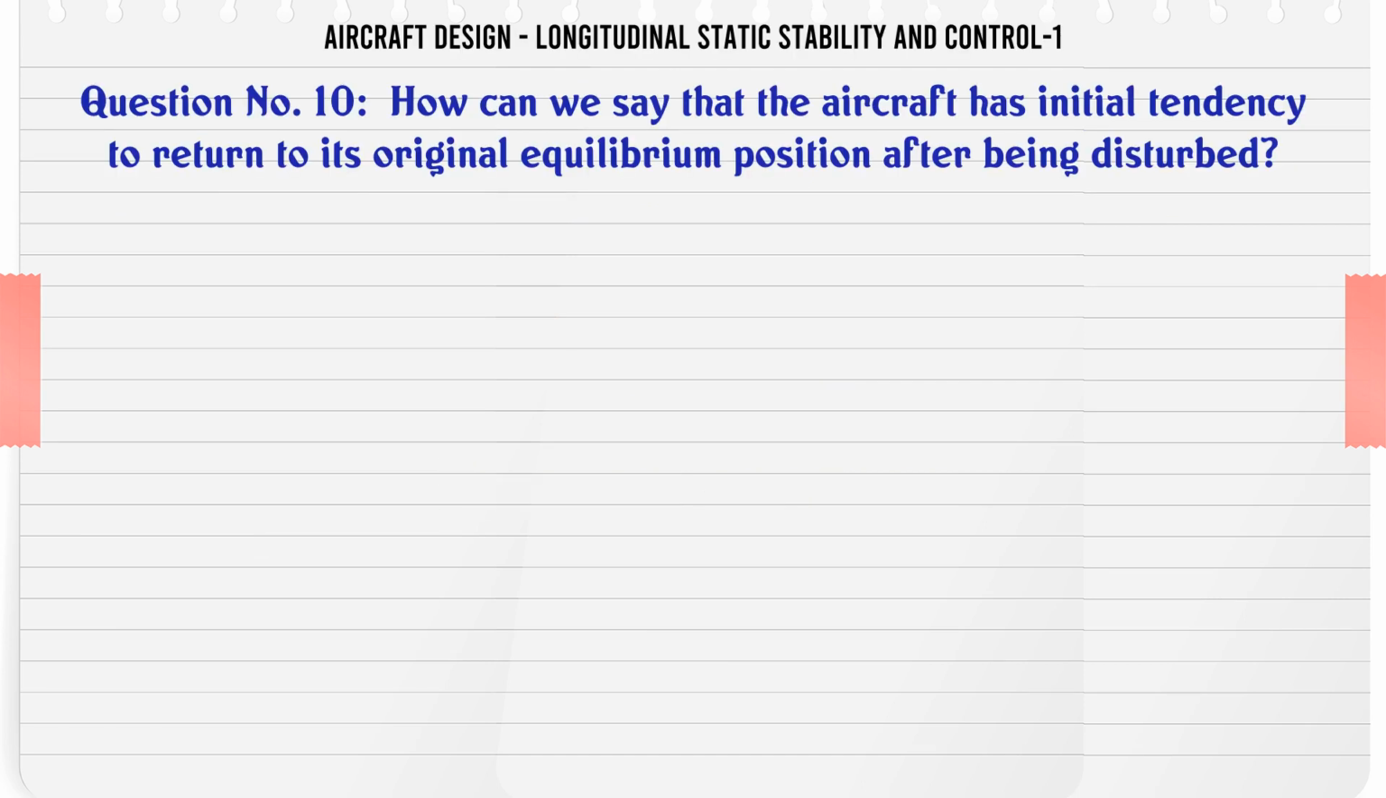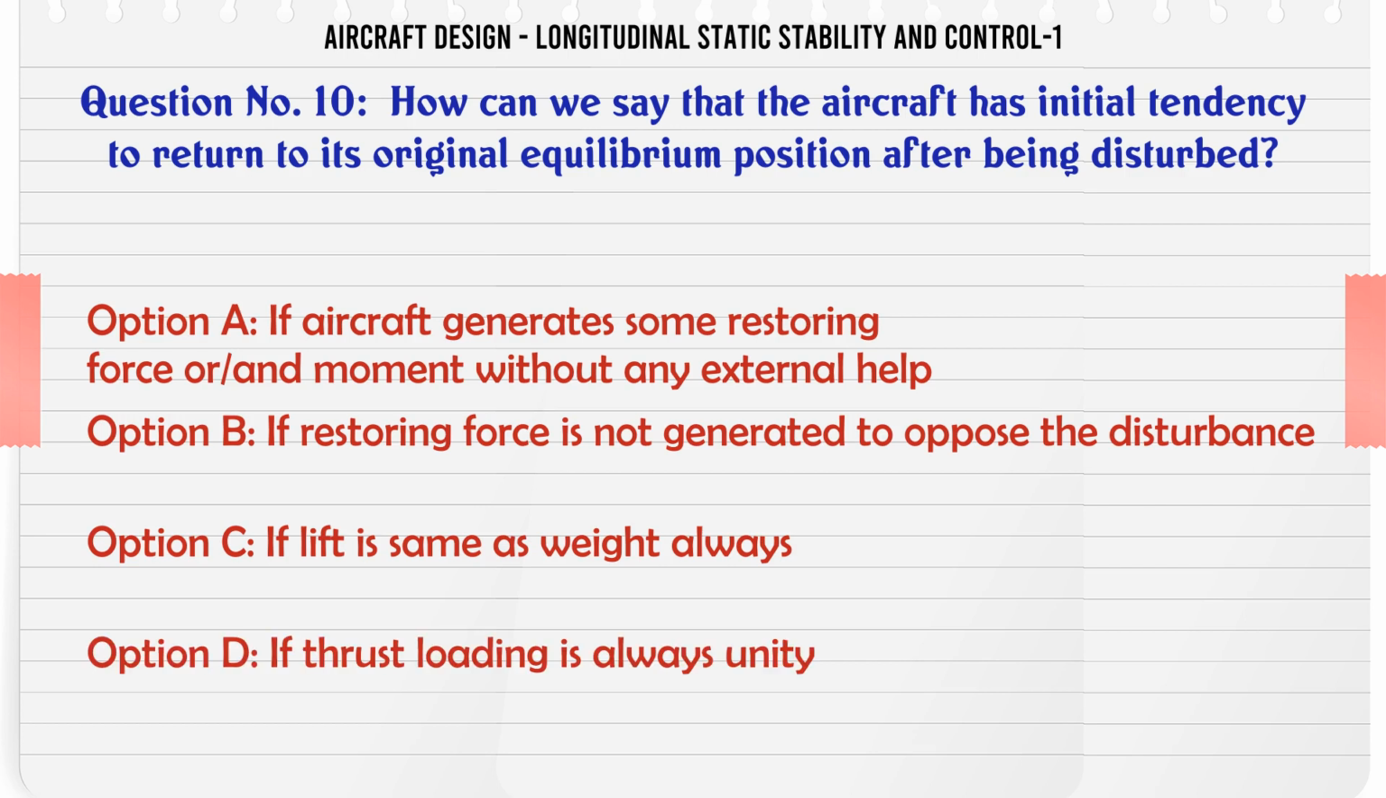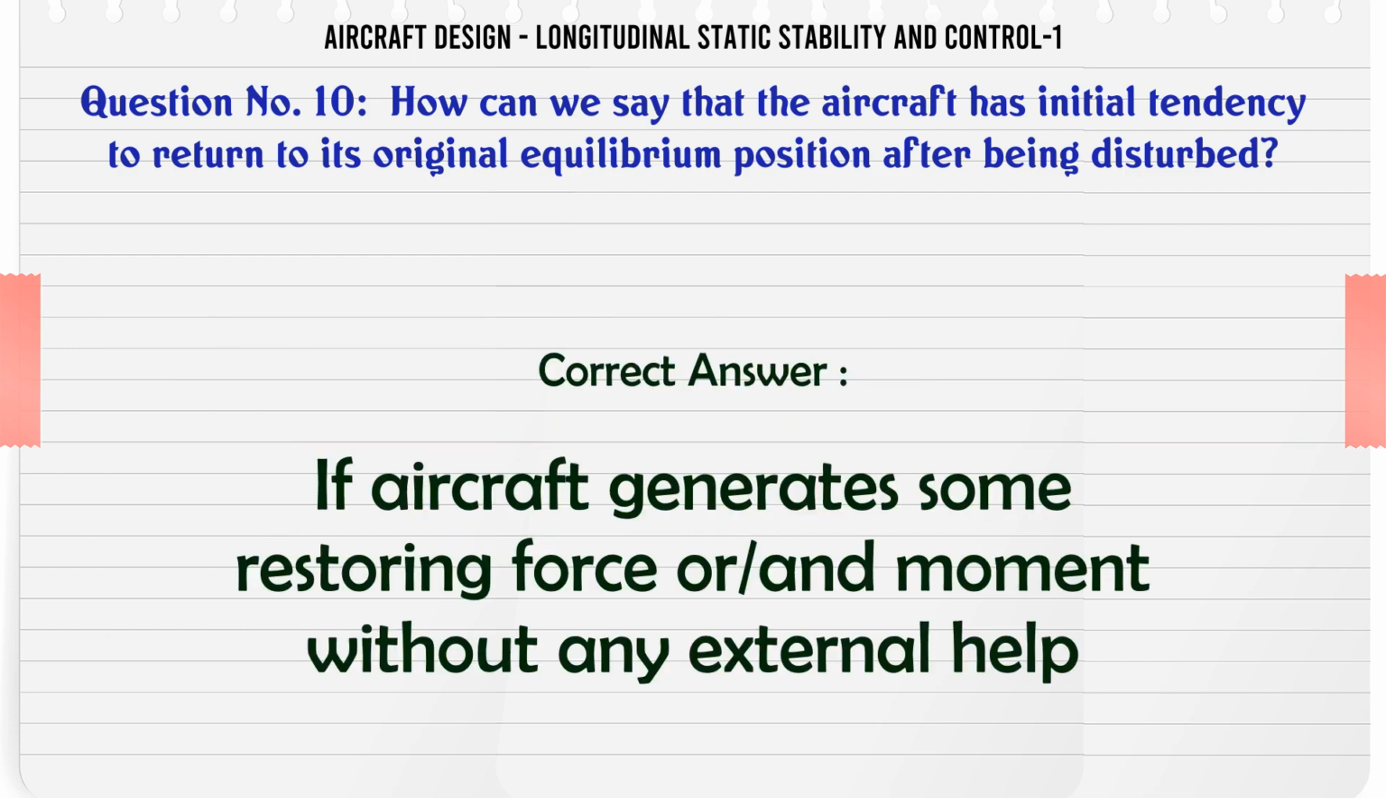How can we say that the aircraft has an initial tendency to return to its original equilibrium position after being disturbed? A. If the aircraft generates some restoring force or moment without any external help. B. If restoring force is not generated to oppose the disturbance. C. If lift is the same as weight always. D. If thrust loading is always unity. The correct answer is: if the aircraft generates some restoring force or moment without any external help.